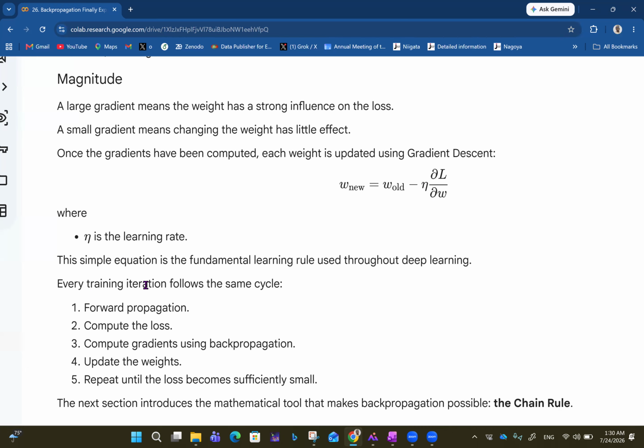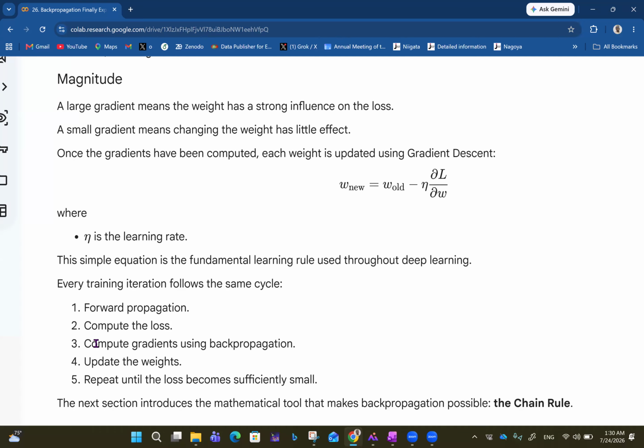Every training iteration follows the same cycle. You have forward propagation, you compute the loss, you compute gradients using backpropagation, you update the weights. Forward propagation is that first prediction you make, and then between that prediction and the reality, you compute the loss.